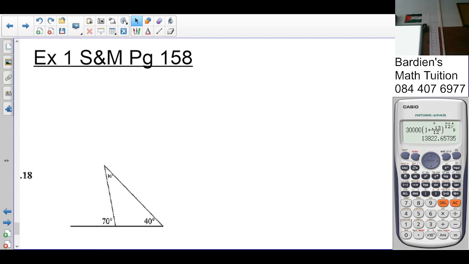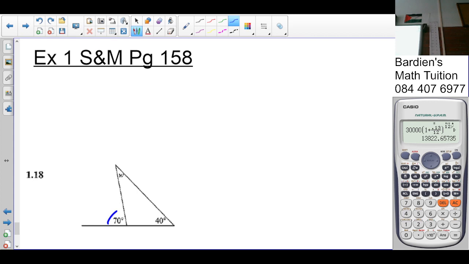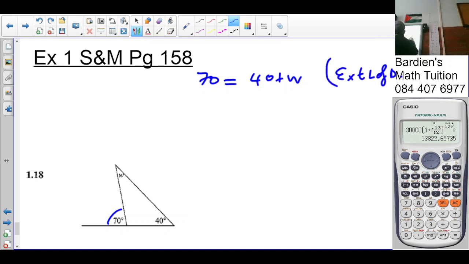1.18. What can we do here? What do you notice here? Exterior angle is equal to the sum of two interior opposites. Can you see that, people? So what do I say? 70 is equal to 40 plus W. Reason? Exterior angle of triangle equals the sum of the two interior opposites. So W is going to be 70 minus 40, not so? Which is 30 degrees.